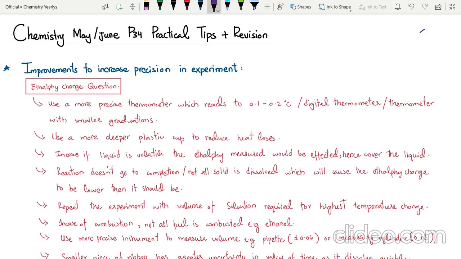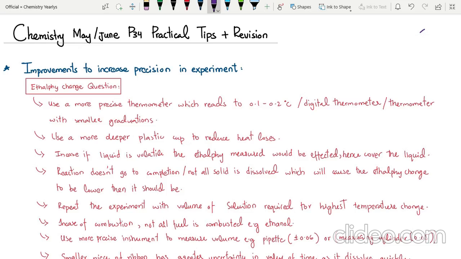Use a more precise instrument to measure the volume. For example, if we are adding the acid with a measuring cylinder, what we can do is add it using a pipette. For example, if it is 25 cm cube, or you can say a fixed volume, because a pipette has an uncertainty of 0.06 while a measuring cylinder has 0.05.